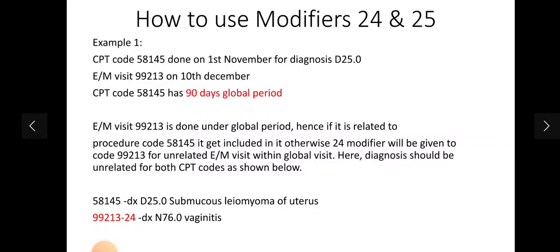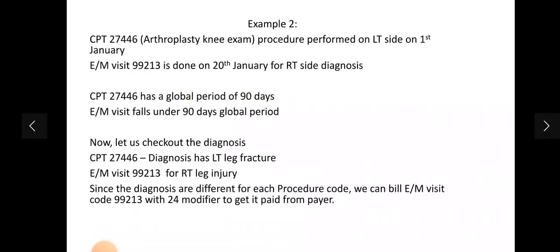So here for CPT code 58145, suppose the diagnosis is related to uterus, and for the E/M visit he is coming for some vaginitis. So in such cases we have to code this 99213 with the modifier to get it paid from the payer for the service provided in the global period. So the modifier is denoting that this visit is done for an unrelated diagnosis within the global period of CPT code 58145.